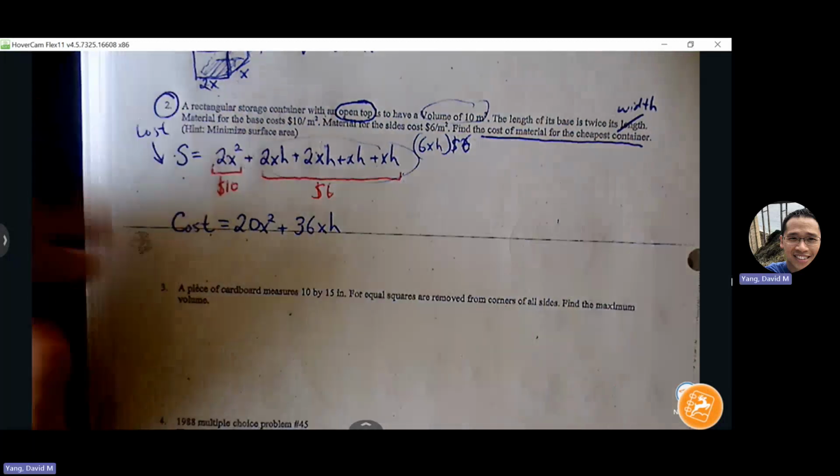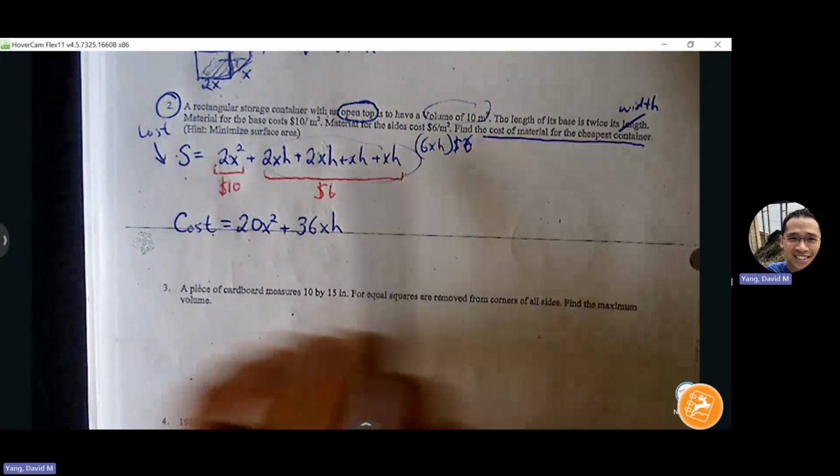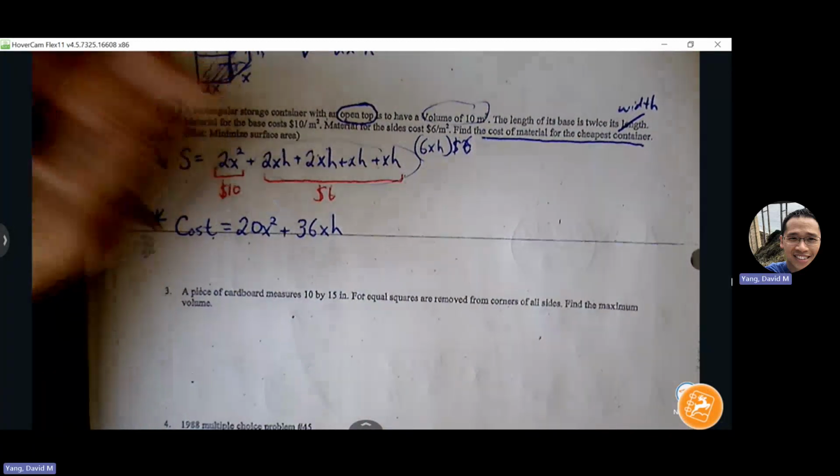All right, find the cost of the material for the cheapest container. So we know we're going to optimize cost.